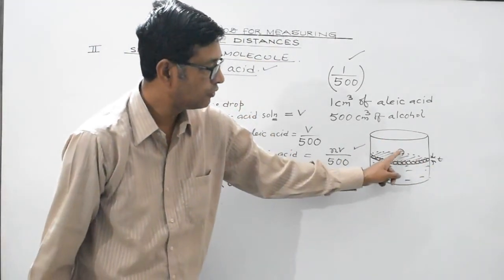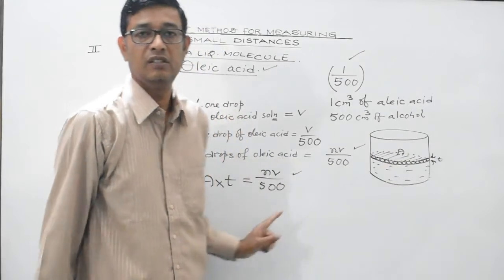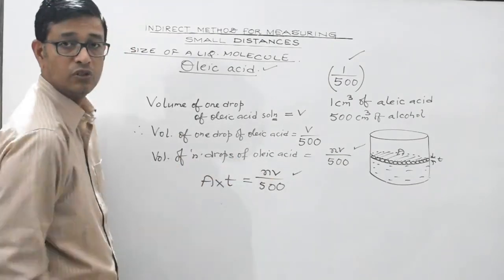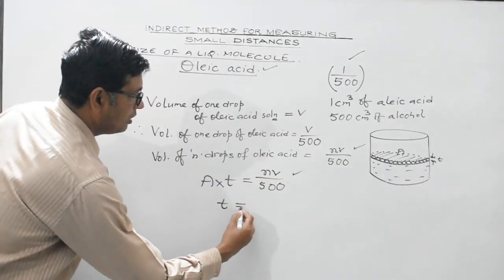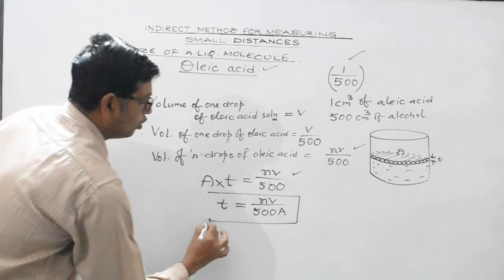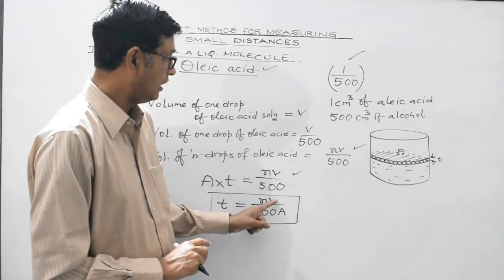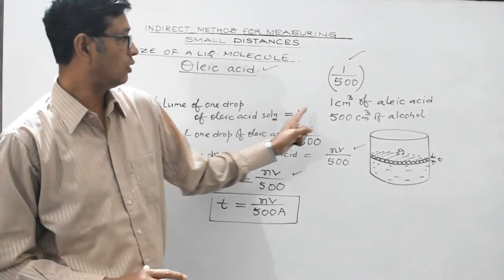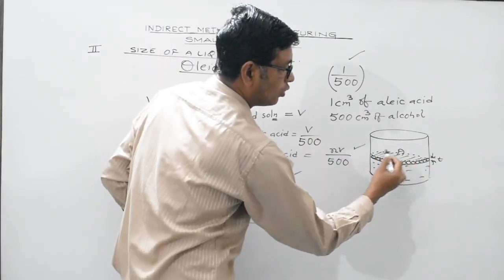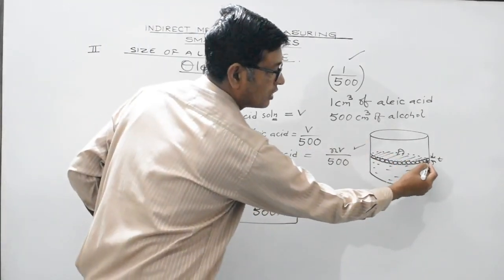So what will be the volume of this oleic acid which is poured on the water surface? That will be A into T. And also using this concept, the volume is NV by 500. So you can equate these two. So what you get is T equal to NV divided by 500A. Over here, N is the total number of drops of oleic acid solution, right? V is the volume of one drop of an oleic acid solution. And A is the area of the oleic acid film. T is the thickness of this particular film.